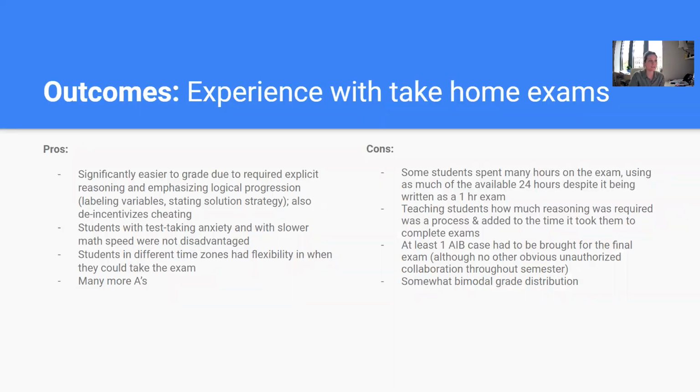So pros and cons, I found it significantly easier to grade because I require them to give explicit reasoning and emphasize the logical progression, so I could know what variables they were calculating, I could know why they were doing what they were doing. And I think this de-incentivized cheating because even if you're working with a peer, you still have to write out the reasoning. And so ultimately, you're going to think about how you're doing it and learn something from the exercise.